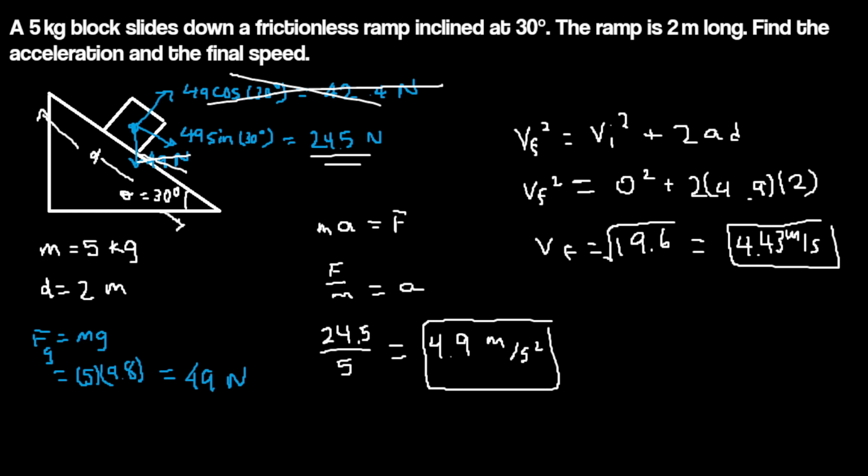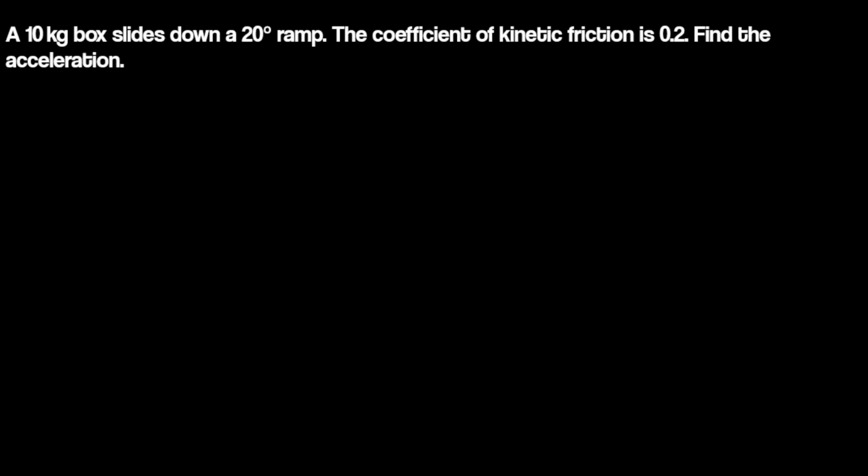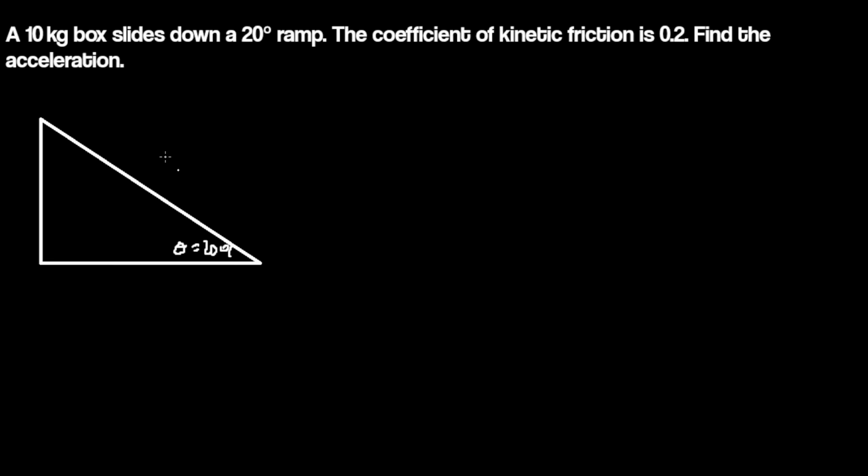Okay, let's move on to our next problem. All right, in this problem, we have a 10 kg block sliding down a 20-degree ramp. So we have our theta equals 20 degrees. Our block is 10 kg, so our Fg equals 10 times 9.8. Coefficient of kinetic friction, 0.2.